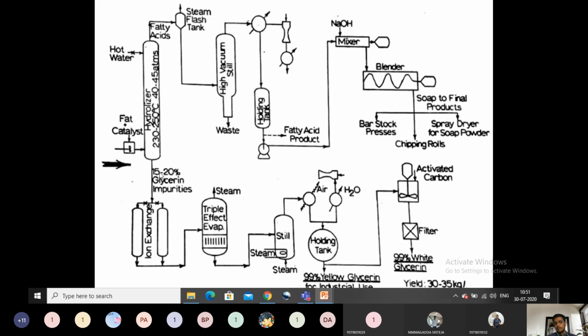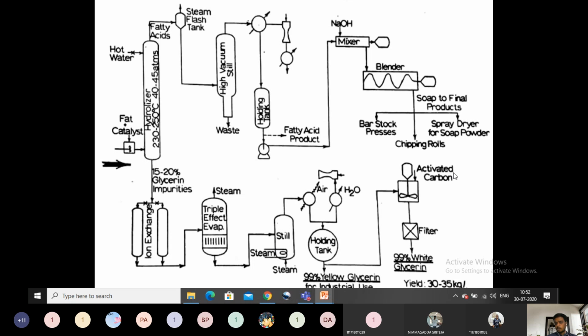This is done in order to evaporate the water and concentrate the amount of glycerin. Then it will be vacuum distilled using steam in order to get 99% yellow glycerin. This is a holding tank, nothing but a storage tank. After the triple effect evaporator and vacuum distillation, 99% yellow glycerin is obtained. If you want 99% white glycerin, we have to separate the coloring compound. Yellow glycerin needs to be converted to white glycerin.